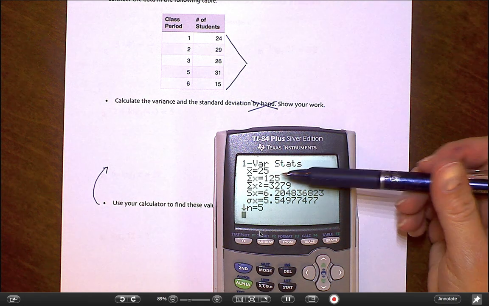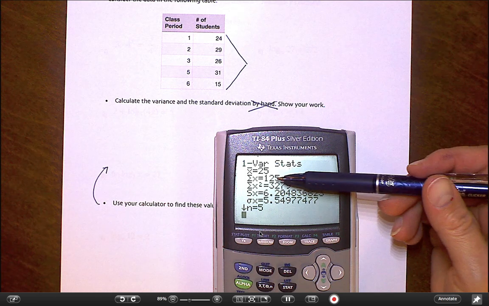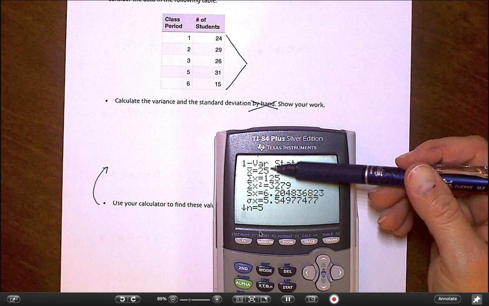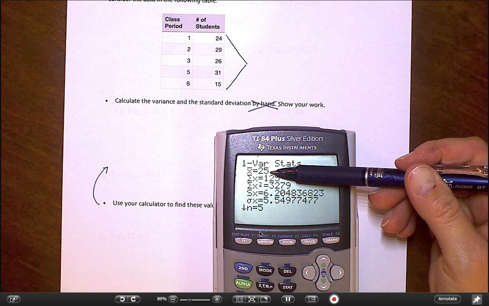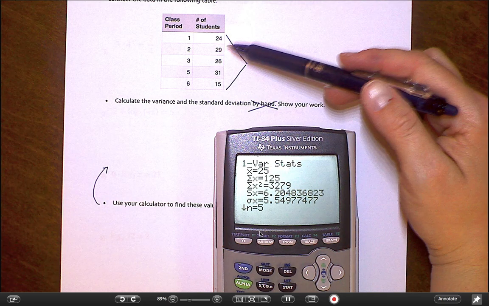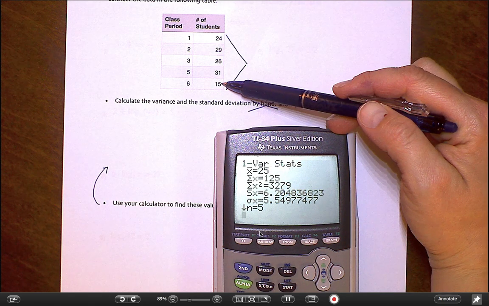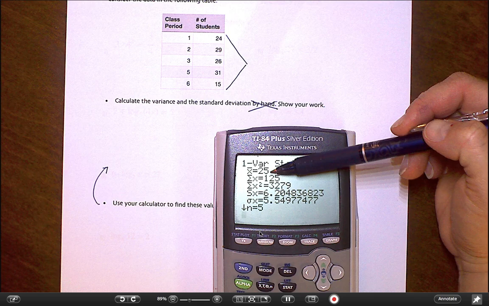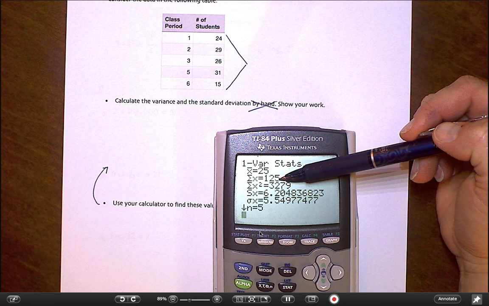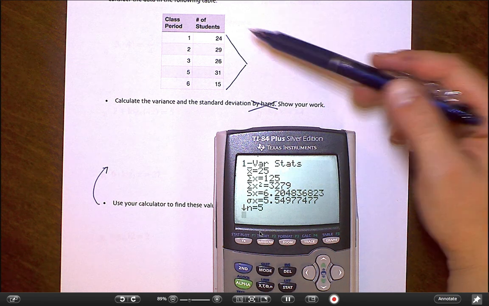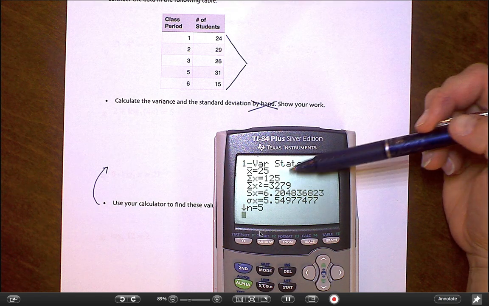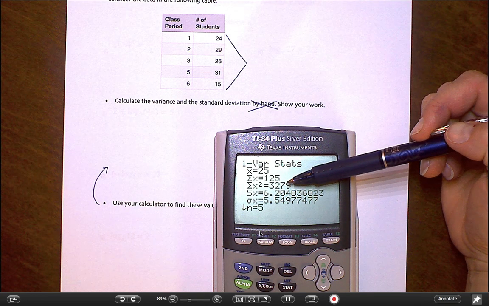Okay, so let's run through remembering what all of these things are telling us. This one here is giving me the mean. So X bar is the mean, that's the average. So on average, I have 25 students per class. Okay? This is the sum of all of them, which actually might be useful information here. I have a total of 125 students. I think this is last year's data, by the way.